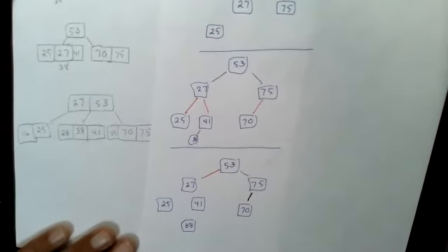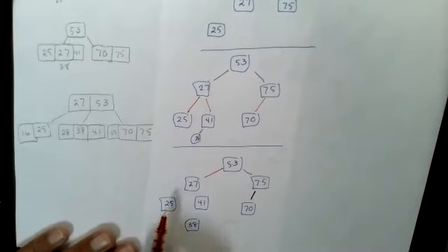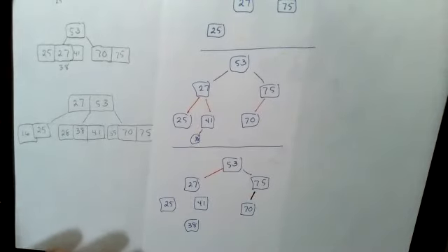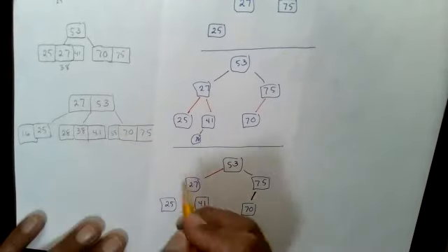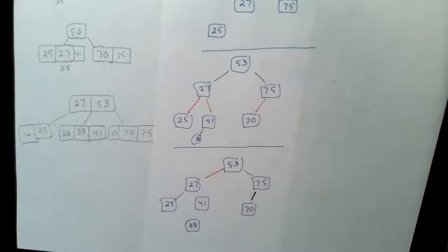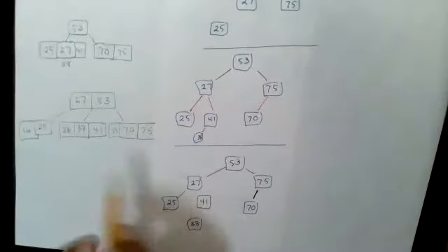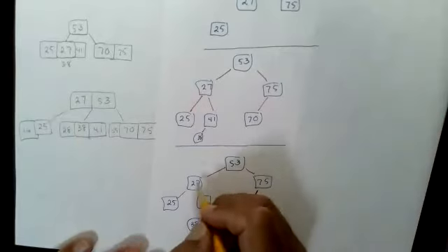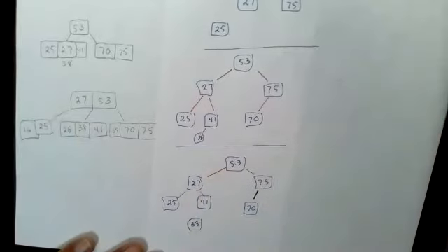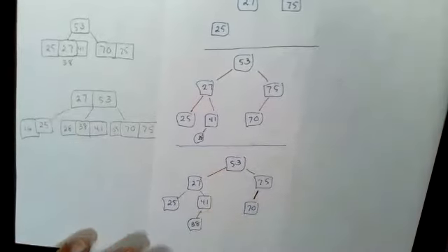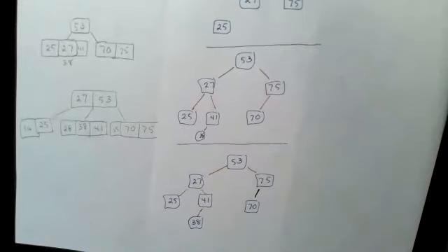So I said I shouldn't have put that in there so quick. 27 had a child of 25. 27 had a child of 41. And 41 and 38 were siblings. Every path has the exact same number of blacks: 1, 1, and 1.